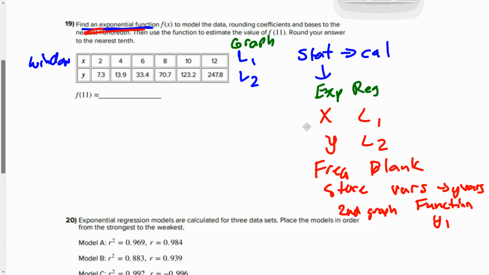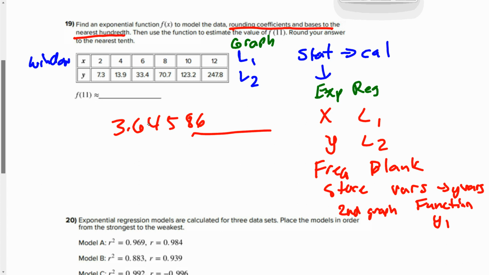Now, if you look at your y equals on your y1, notice that it's 3.64586 and keeps going, right? They want you to round the coefficients of your bases to the nearest hundredth, right? So it actually wants these hundredths. So it wants me to stop right here and do 3.65 in my y equals. And then my R is 1.423. It wants to round to the hundredths, right? So you've got to round those ones.